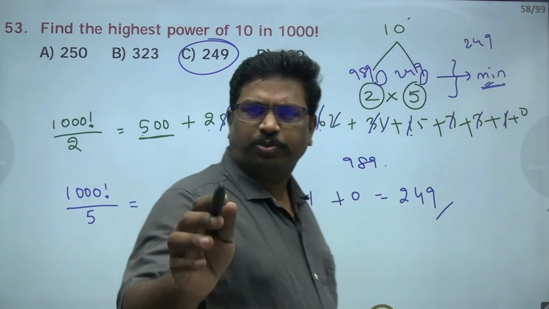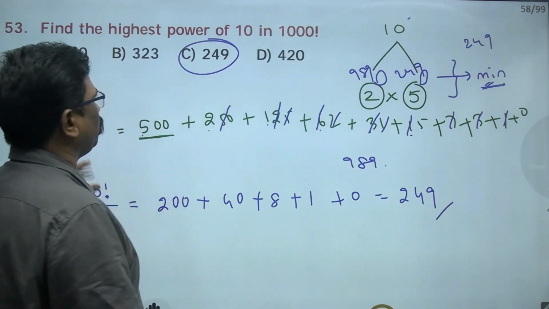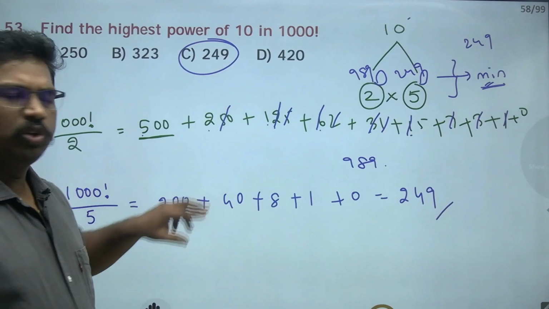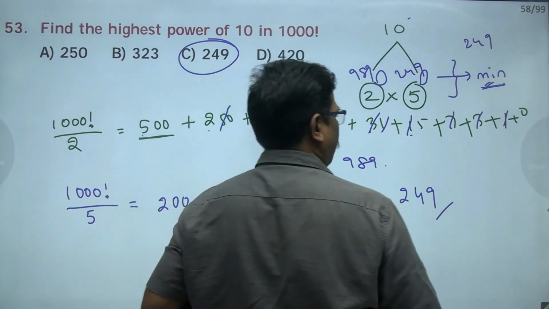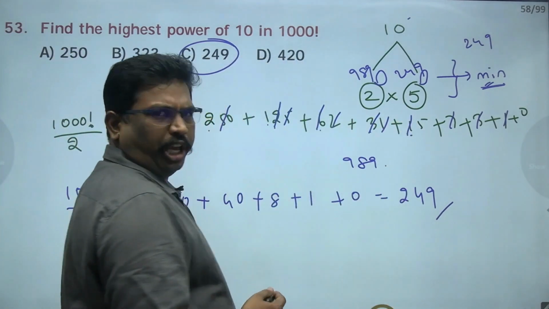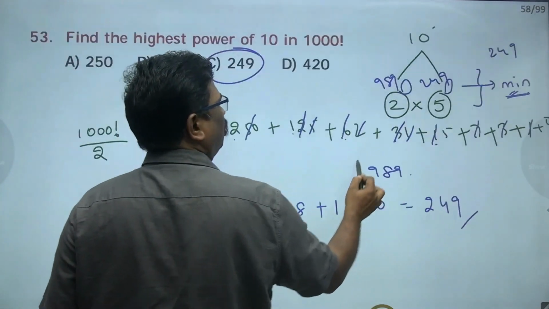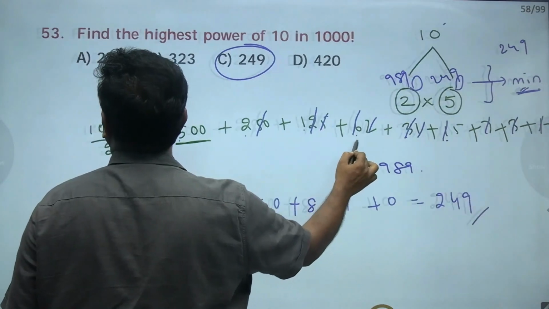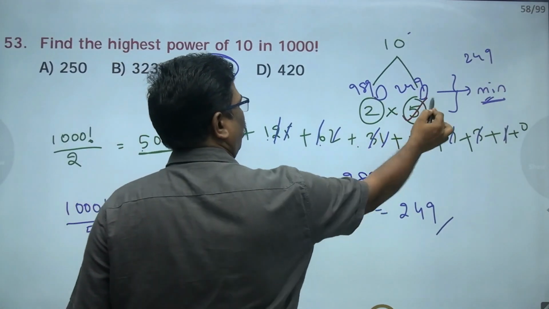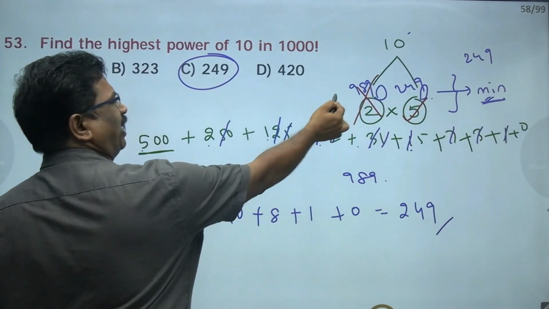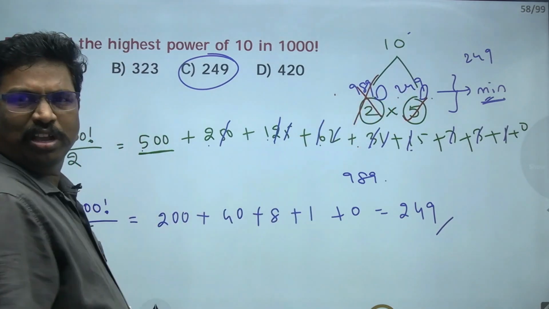Observe. If you observe clearly, I can write 10 as 2 into 5. So highest power of 2 and highest power of 5 I want to find. So minimum you need to take. So minimum by default, minimum definitely we are going to get in 5 only. Minimum 5 లో వస్తుంది. ఇది చేయాల్సిన అవసరం లేదు. 989, 249, మినిమం 249 అసలు అవసరం లేదు.